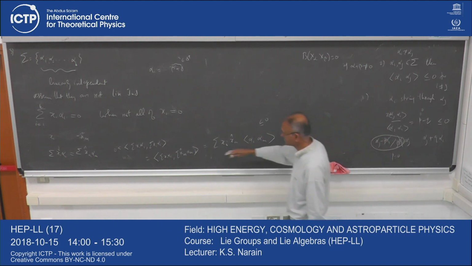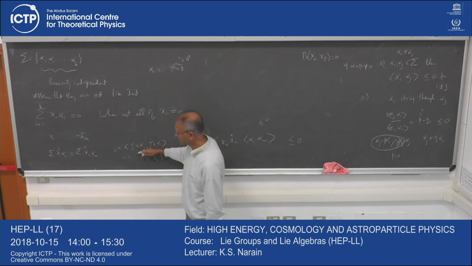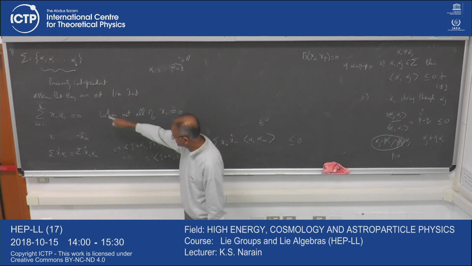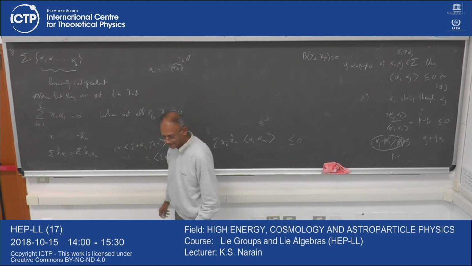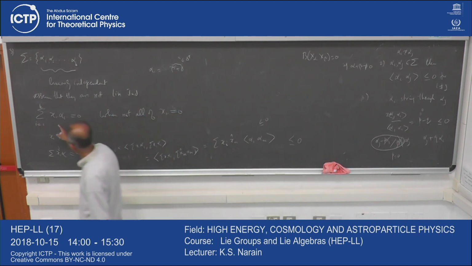Because on the one side, from this equation, we are saying this is going to be less than or equal to 0. But positive definiteness tells you this is positive. So that's a contradiction, and this relation cannot be there. The only way this can be satisfied is if all the xi's are 0, which means they are linearly independent.